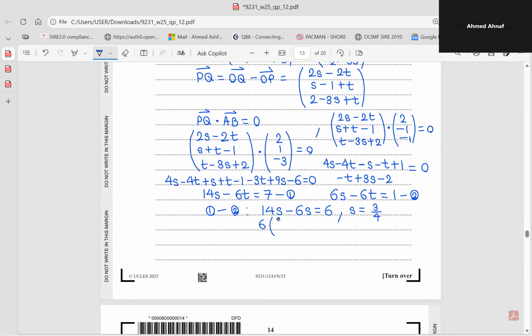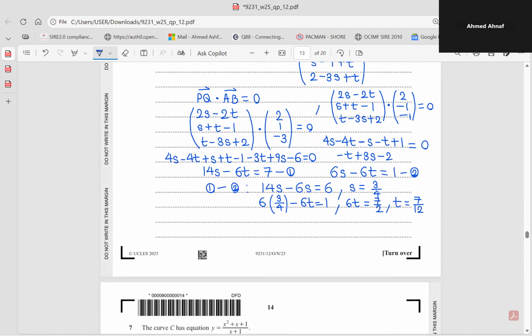So 6 times 3/4 minus 6T equals 1. And 6T would just be 6 times 3 over 4 minus 1. So that's 7 over 2. And then T will just be 7 over 2 divided by 6. That is 7 over 12.